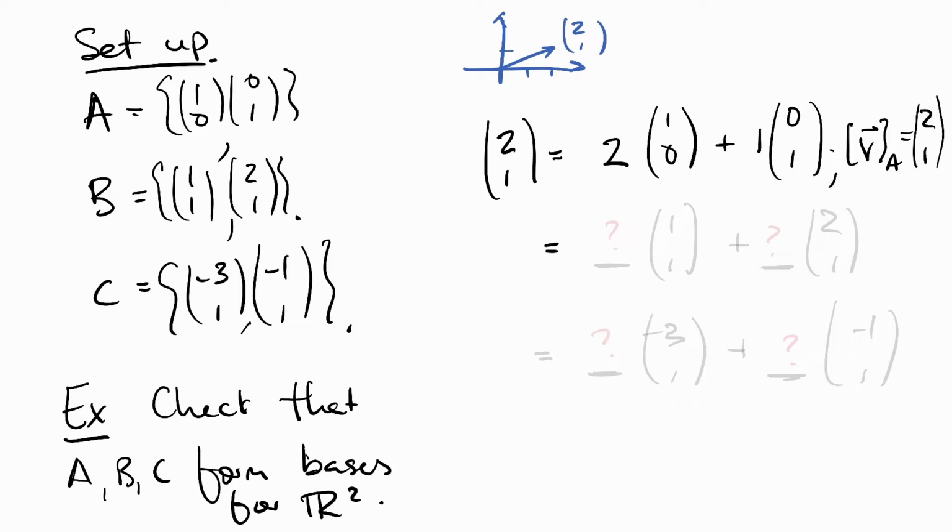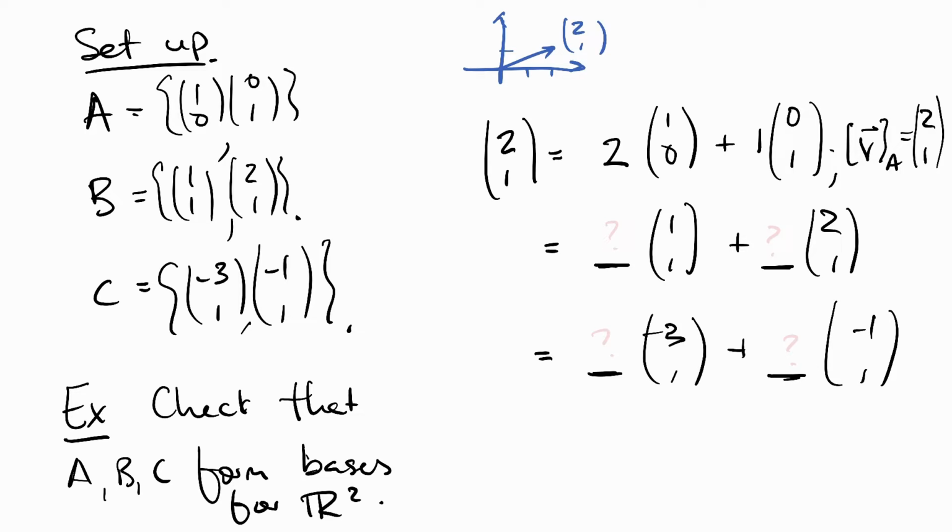But we know that since B and C are also bases, we can express this vector 2, 1 in terms of the other vectors. So it should be something times 1, 1 plus something times 2, 1. It should also be equal to something times negative 3, 1 plus something times negative 1, 1. We want to find out what these things are. We're looking for the coefficients. To do this, we need a transition matrix.